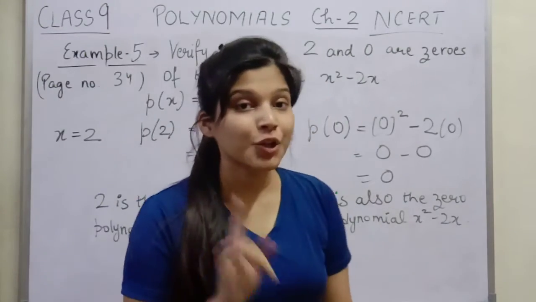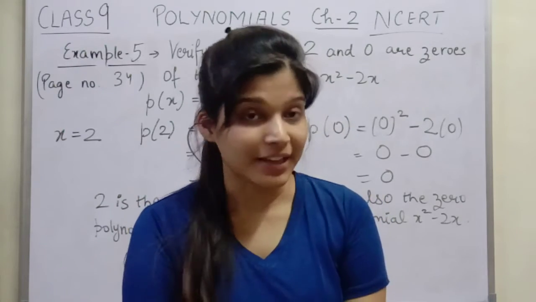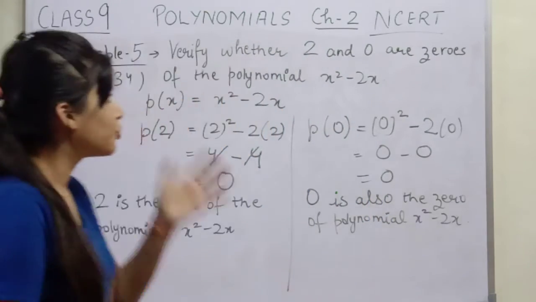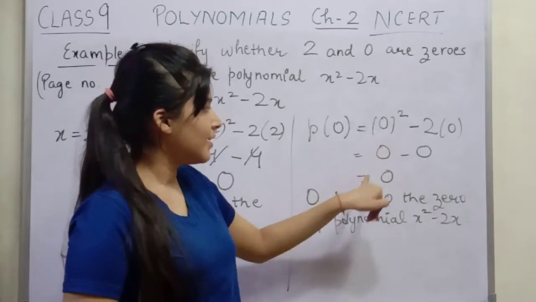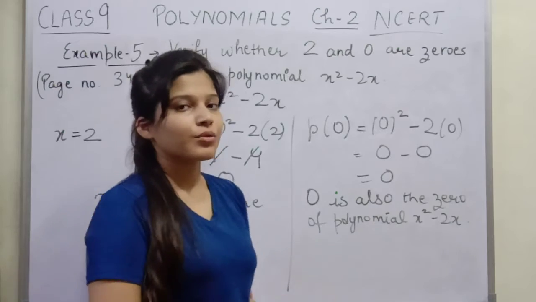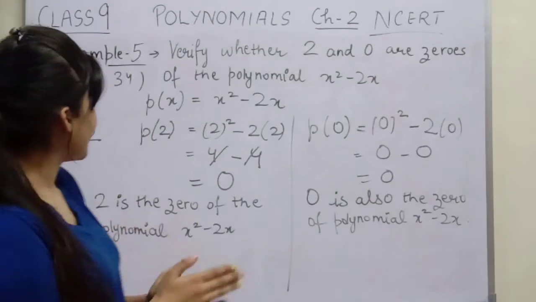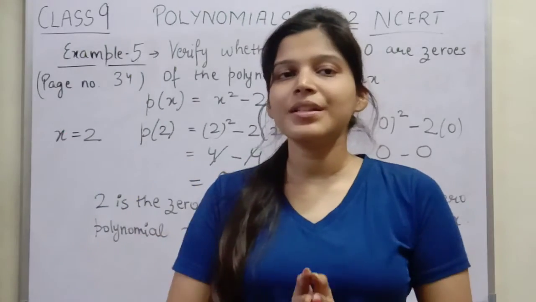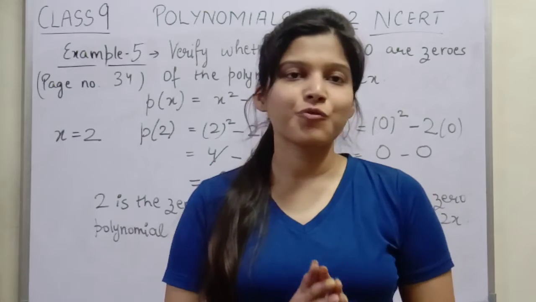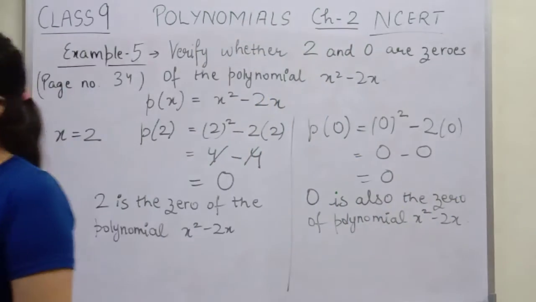So verify whether 2 and 0 are zeros of this polynomial. Yes, 2 and 0 are the zeros of this polynomial. This is also true. Both are zeros, because on putting both in, the answer is 0. So both are the zeros of the polynomial x square minus 2x. Done. So we have done all the examples before our exercise 2.2. Please note this down and then we'll be starting with the exercise.